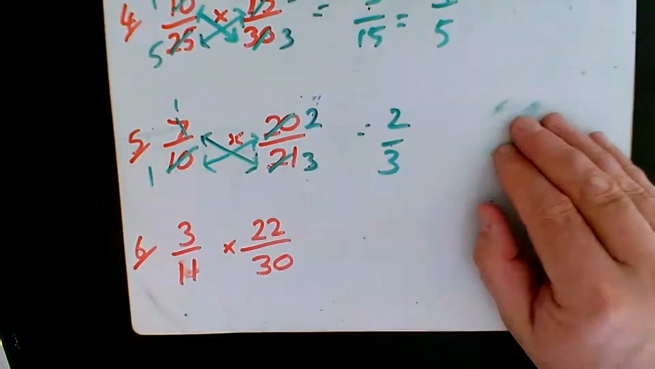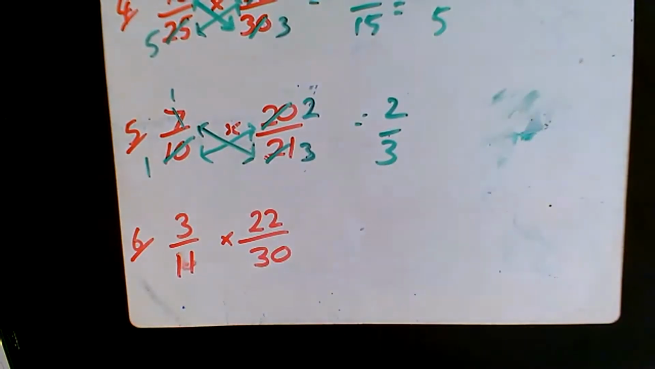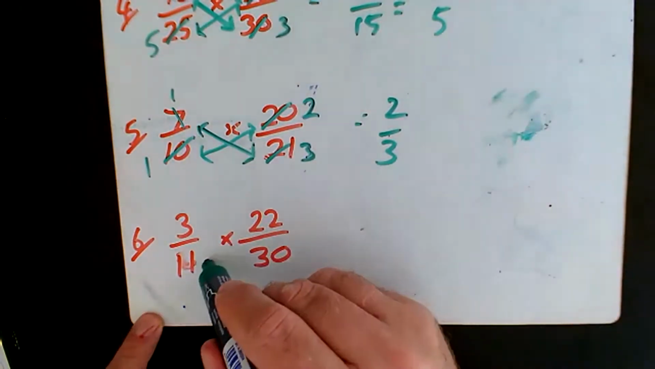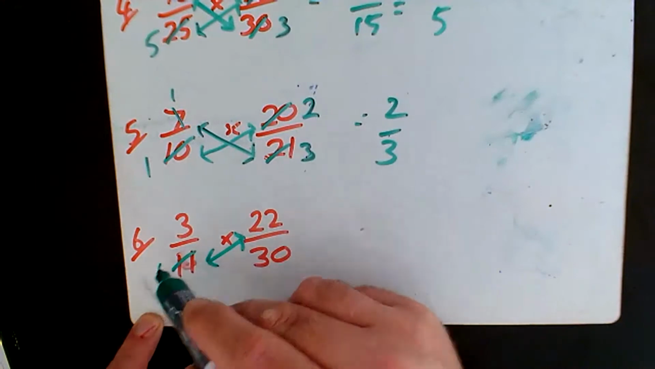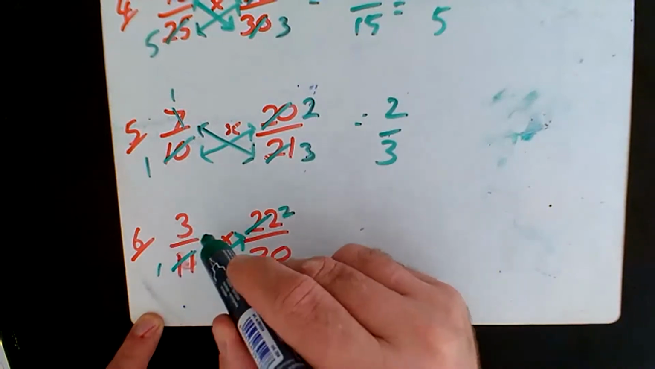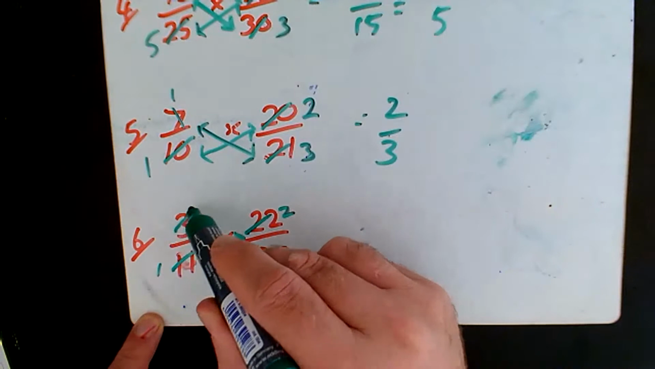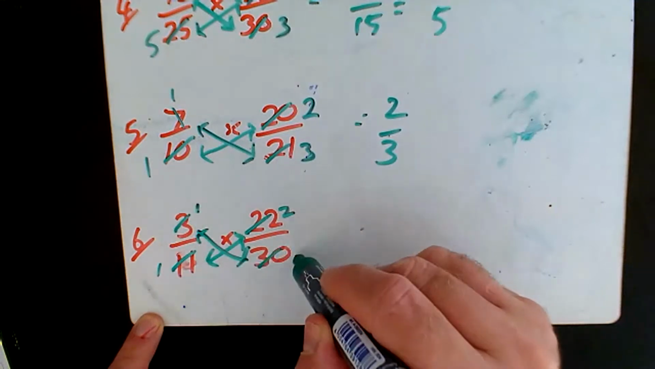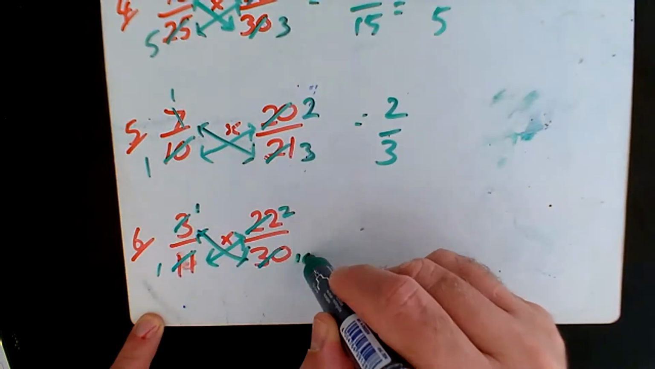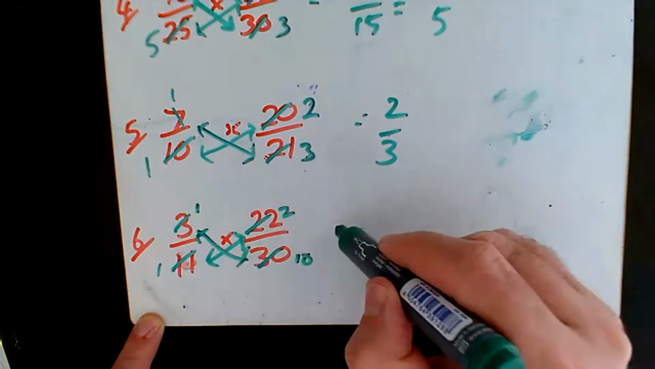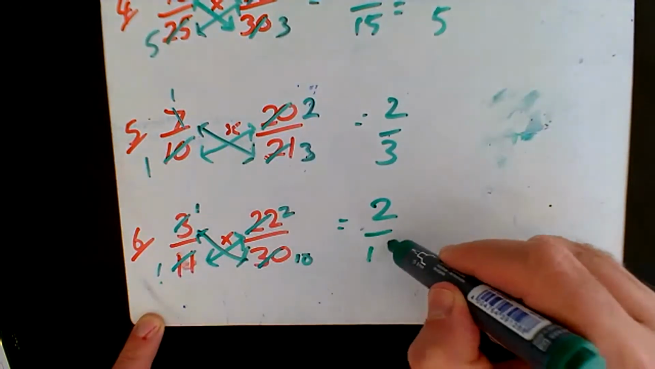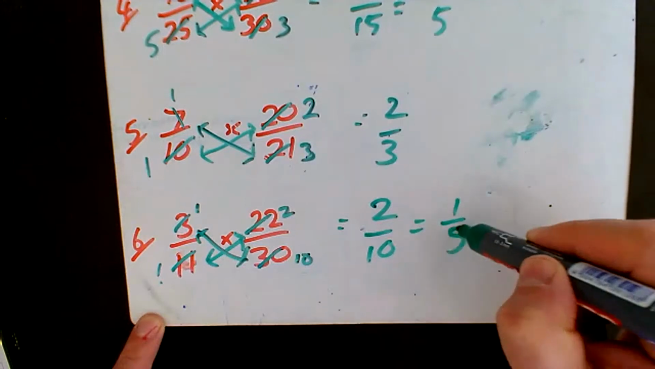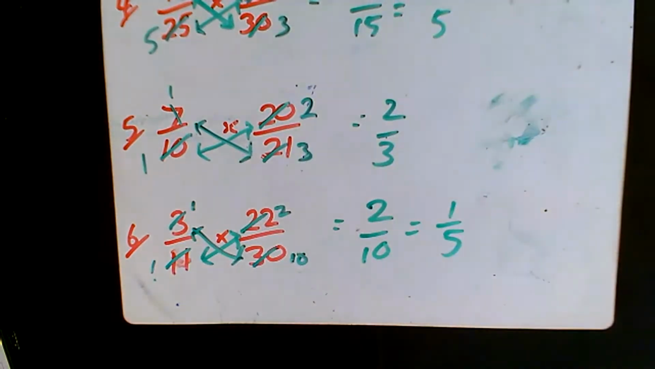So we'll look at the next one. Okay, last one here. So again, definitely cross simplifying. I can see straight away 11 goes into 11 and 22, once, twice, and 33. 3 goes into itself once and the 30 10 times. So 1 times 2 is 2 with my new numbers. 1 times 10 is 10. 2 tenths, and I can halve those to 1/5. Right, so that is cross simplifying.